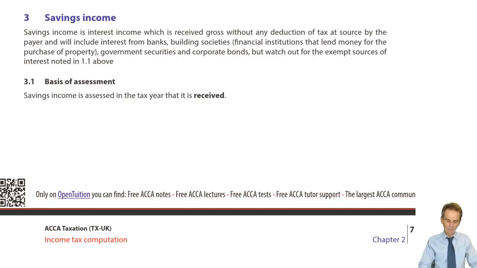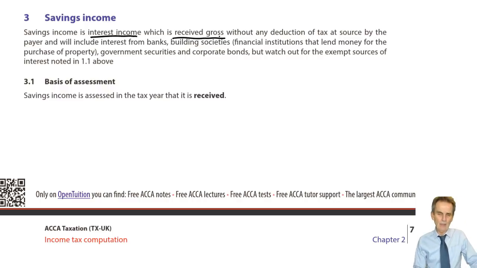So savings income, we know what it is. It's interest income. The only type of interest income we'll see in our exam is the stuff that is received gross. That means without any deduction of tax at source. Don't worry about the stuff that's received net. It's not in your syllabus. So it will be a gross figure given to you in the exam question, and that's going to include bank interest. We mentioned, of course, on our pro forma computation in our first session together, building society interest.